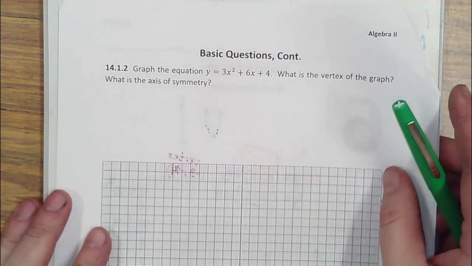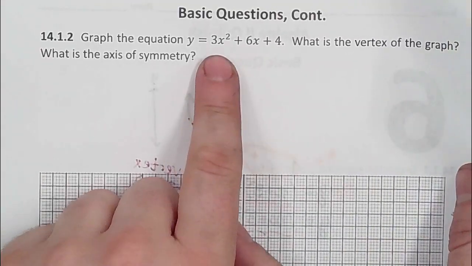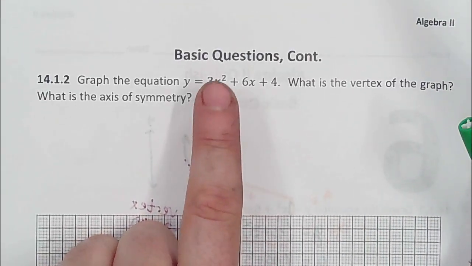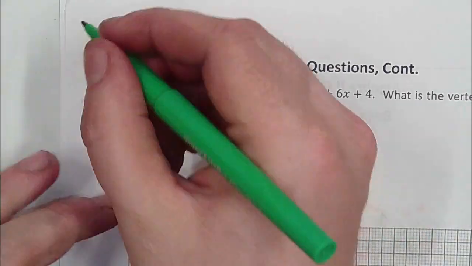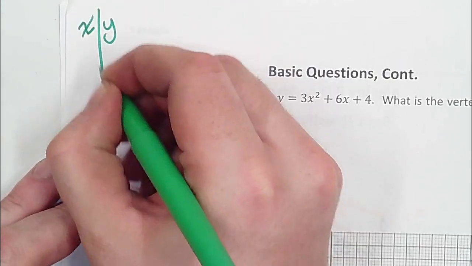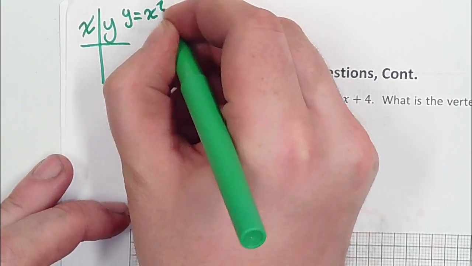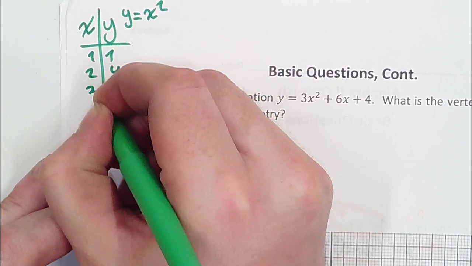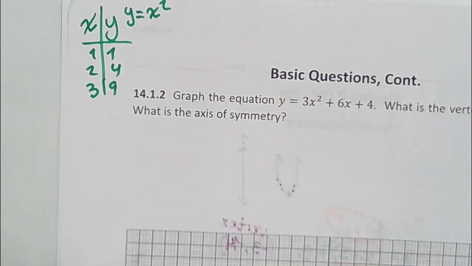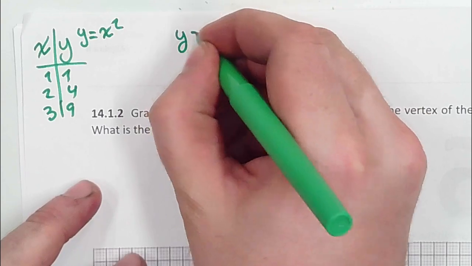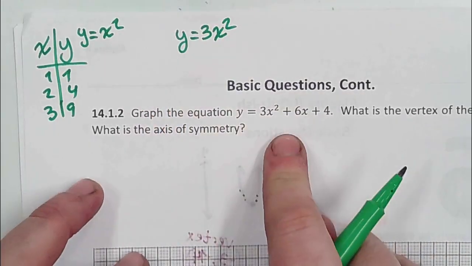Looking at the next basic question, it looks very similar to the last one we did. It's going to go upward because we have a positive value for a, but it's going to go up 3 times faster. What I mean by that is instead of going up like our parent function did, 1 gets 1, 2 gets 4, 3 gets 9, it's going to go up 3 times as fast. So y equals 3x squared is really what it's going to work like.